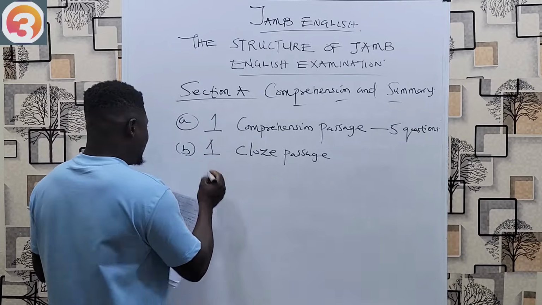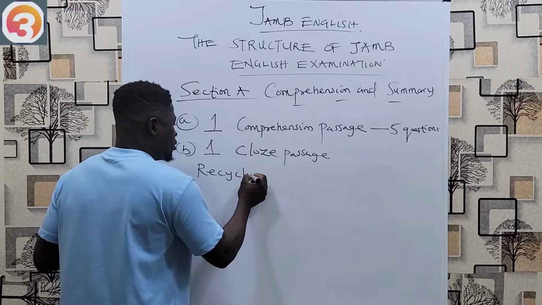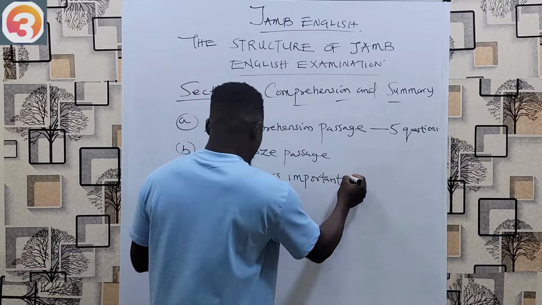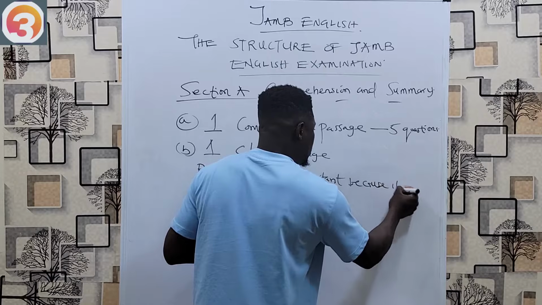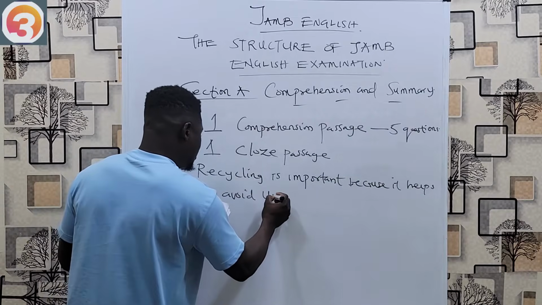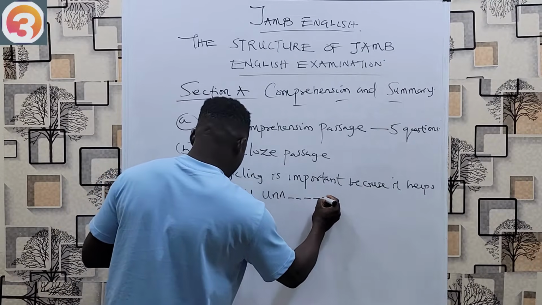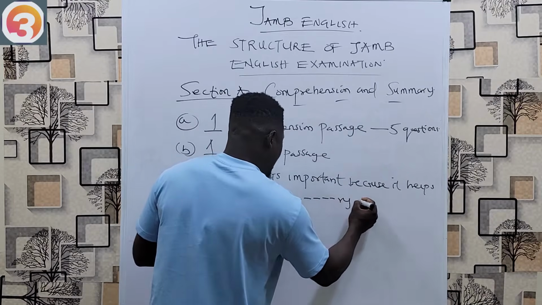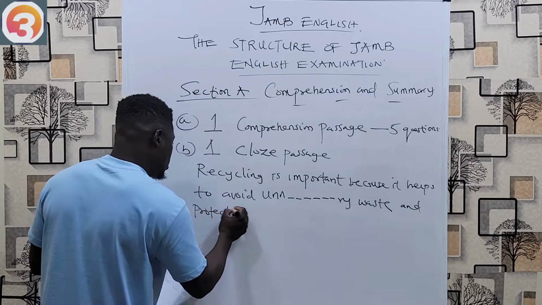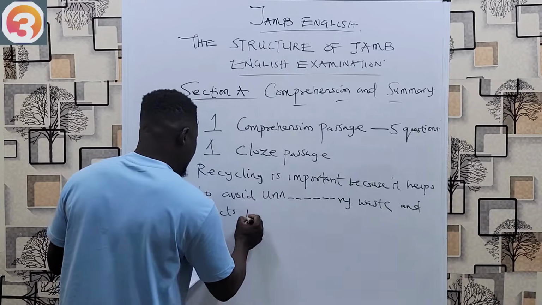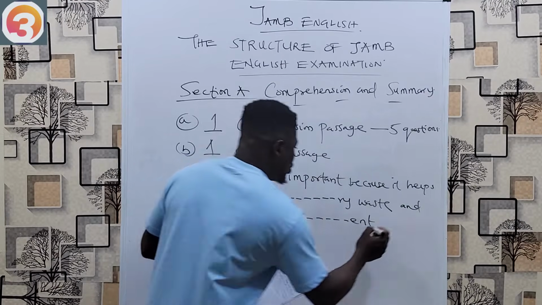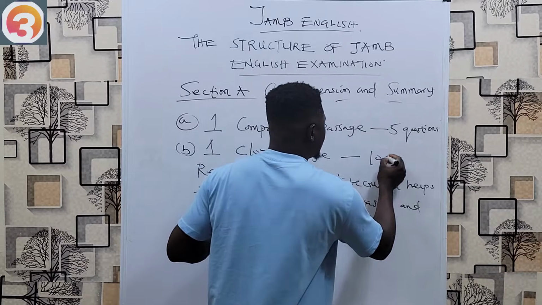An example is, say, recycling. If you see something like this: recycling is important because it helps to avoid UNN dash dash dash dash dash, ROY waste and protects the EN 1 2 3 4 5 6 ENT. So under this cloze passage, you are going to have like 10 questions.